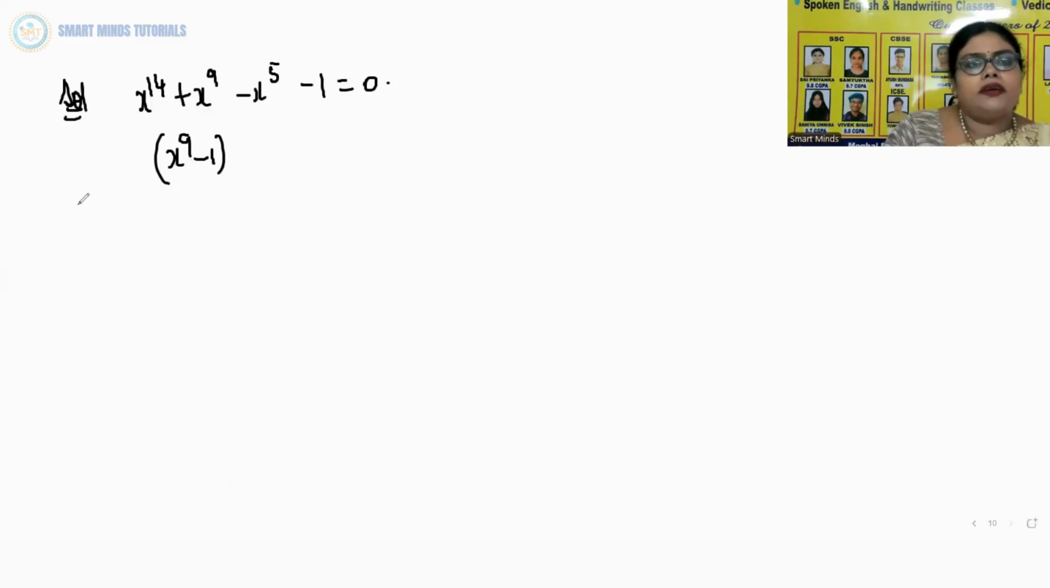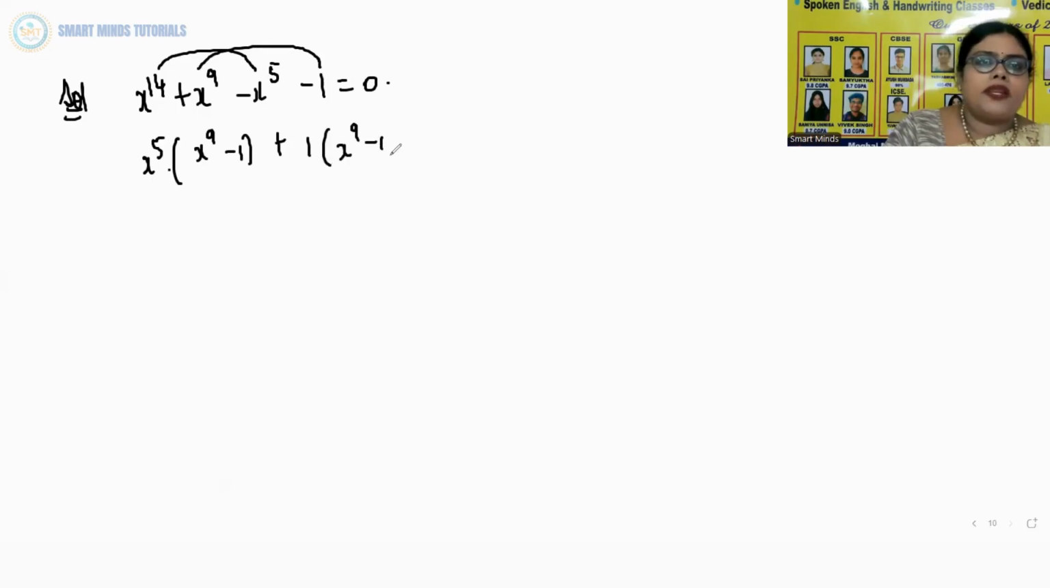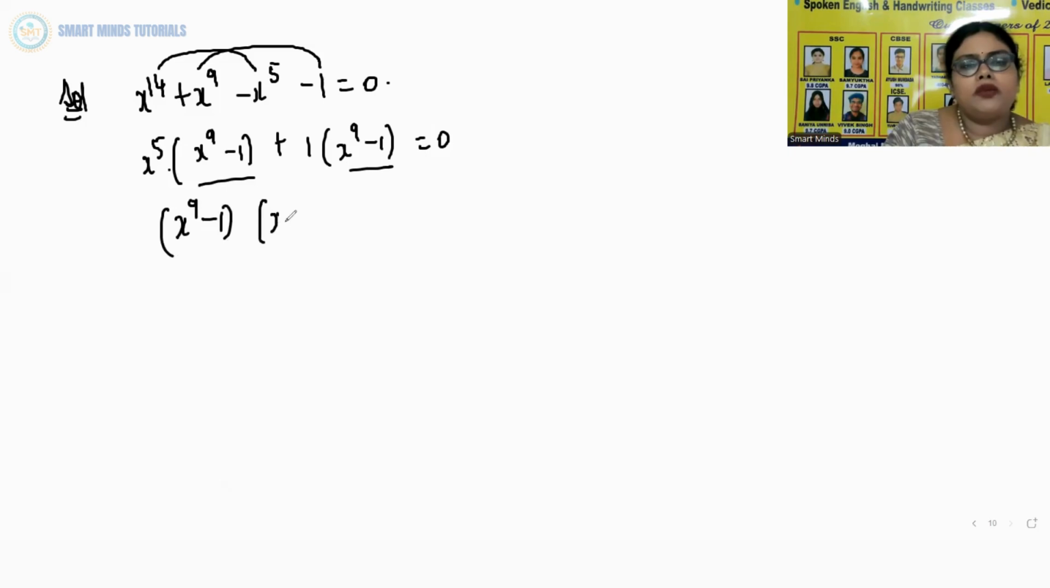So the equation is x power 14 plus x power 9 minus x power 5 minus 1 is 0. I'll show you how to take terms common. From the first two terms, I'm taking x power 5 common, so we get x power 9 plus 1... from these two terms, I'm taking 1 common. So we get x power 9 minus 1 again common. So (x power 9 minus 1) into (x power 5 plus 1) equals 0.